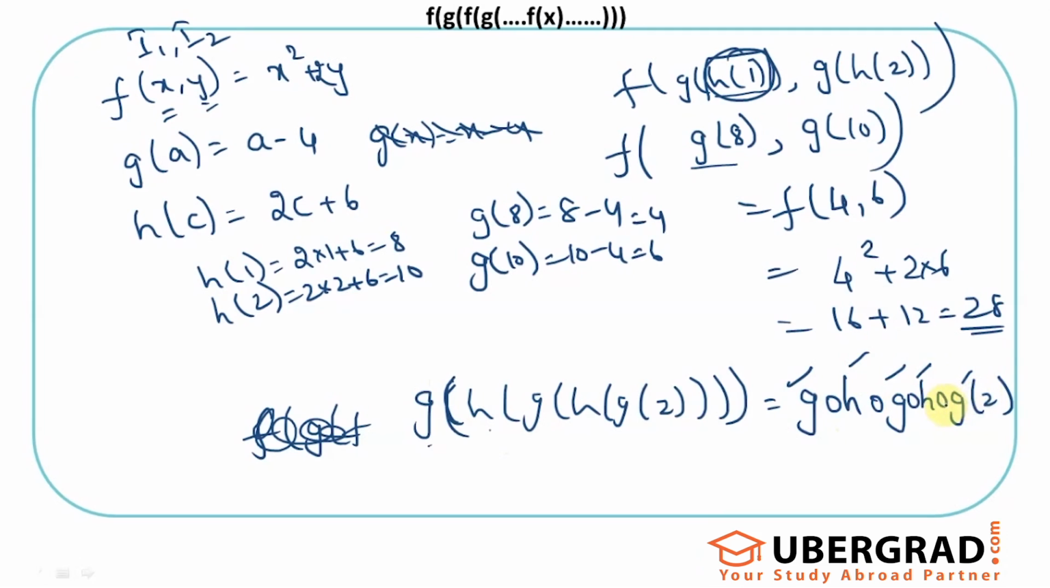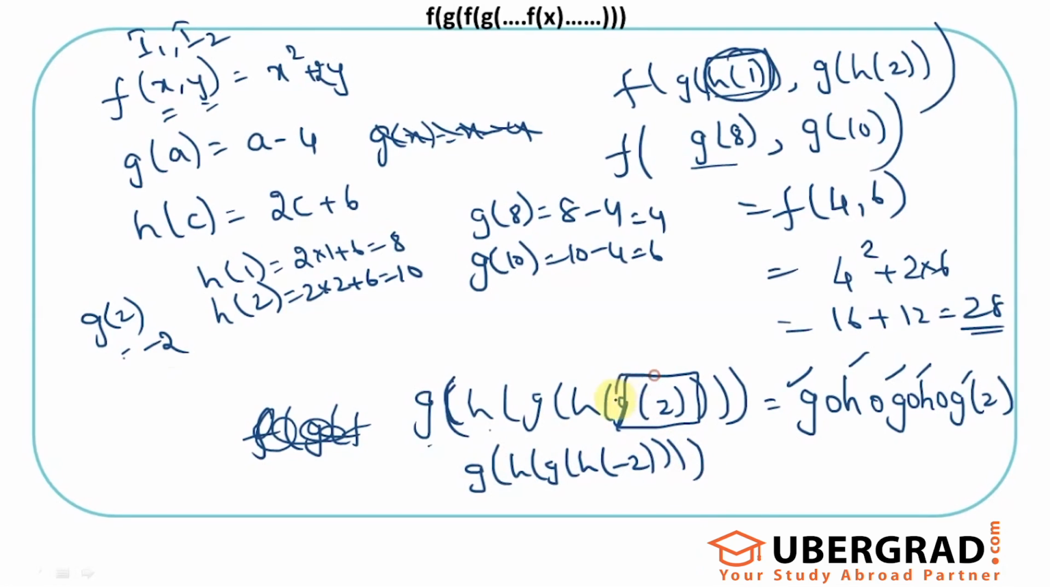So start from the innermost. What is g of 2? g of 2 is 2 minus 4, which is minus 2. So this will be replaced with g of h of g of h of minus 2. I replace this entire g of 2 with minus 2. Now h of minus 2 is 2 into minus 2 plus 6, which is minus 4 plus 6, which is 2. So this will be replaced with g of 2.